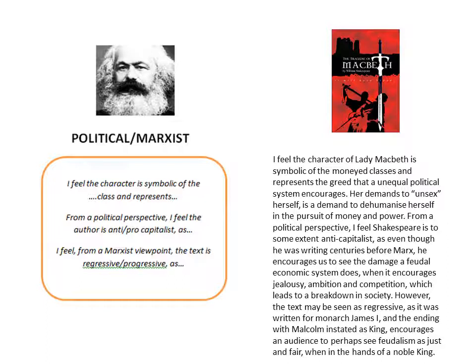However, the text may be seen as regressive, as it was written for monarch James I, and the ending with Malcolm instated as king encourages an audience to perhaps see feudalism as just and fair when in the hands of a noble king. So that's just an example of how you can use some of these sentence starters to engage with a Marxist reading, even with a text that was written hundreds of years, and set, nearly 1,000 years before Marx was living.